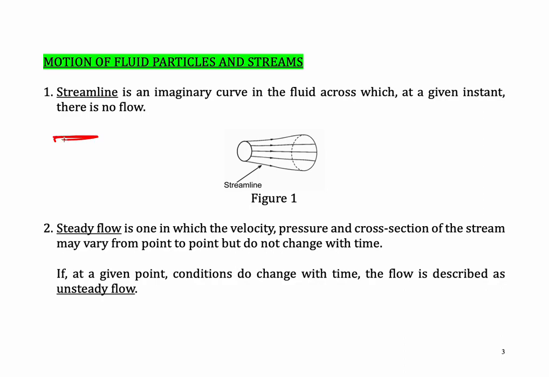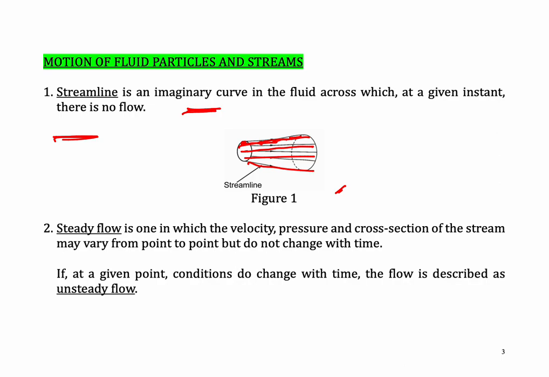Streamline is an imaginary curve in the fluid across which at a given instant there is no flow. So the simple idea of streamline is actually the history of one molecule moving from one point to another point. So if, for example, we have a few molecules, we could track all the movement here by showing a line in this diagram. So this is the streamline.